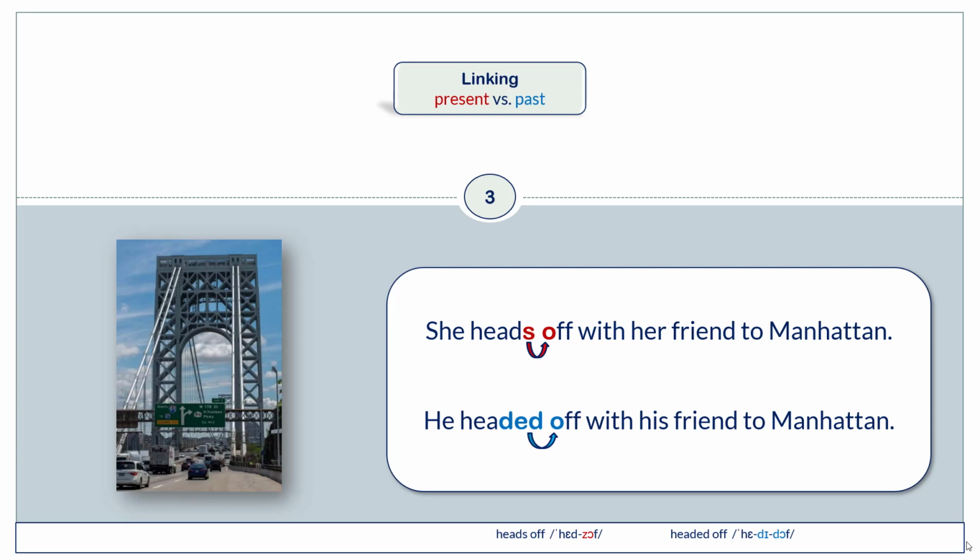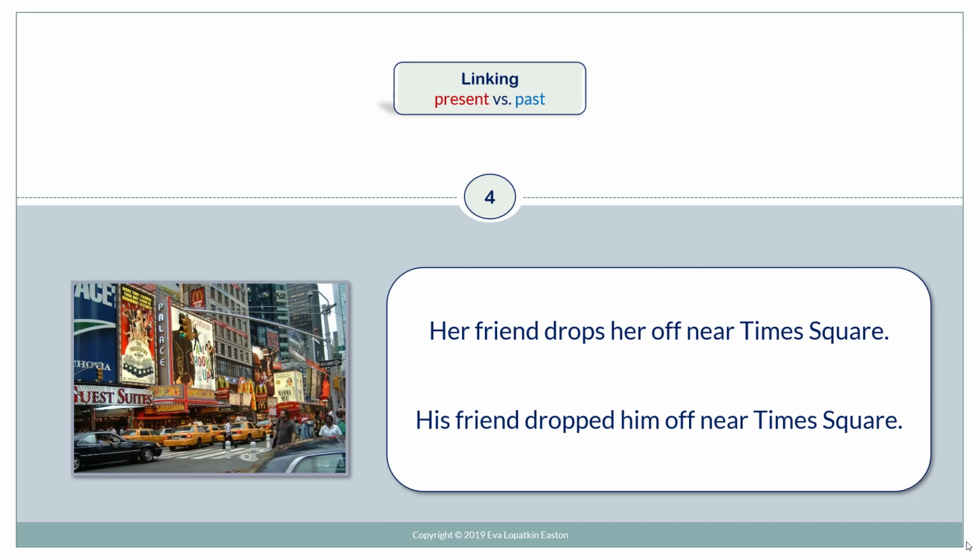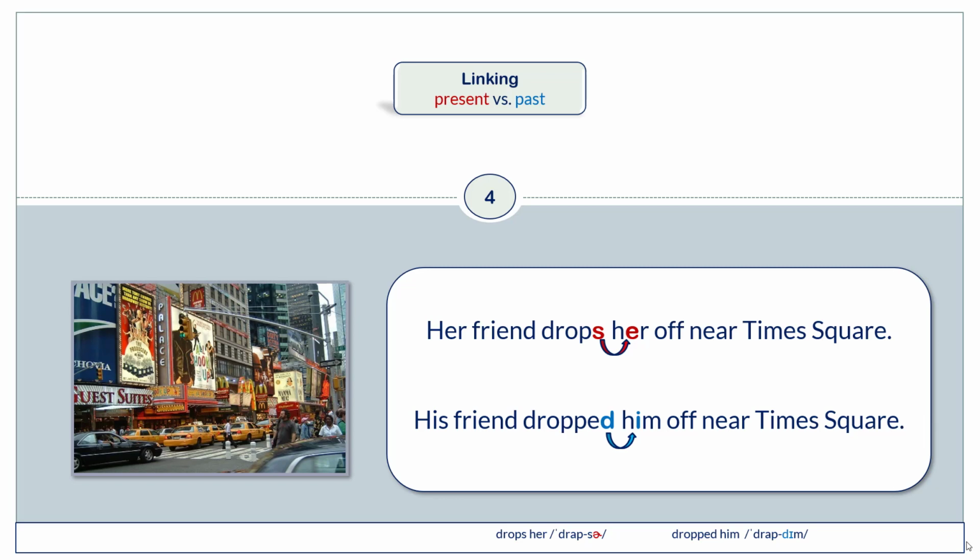She heads off with her friend to Manhattan. He headed off with his friend to Manhattan. Heads off. Headed off. Her friend drops her off near Times Square. His friend dropped him off near Times Square. Drops her. Dropped him.